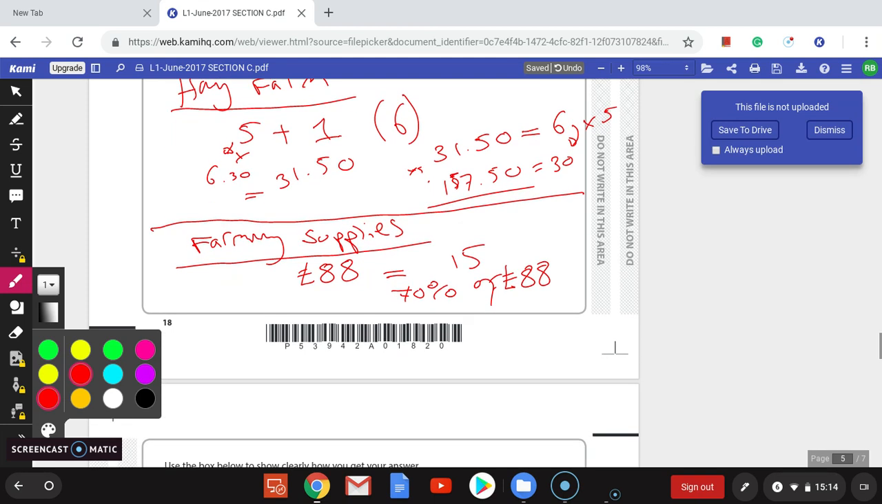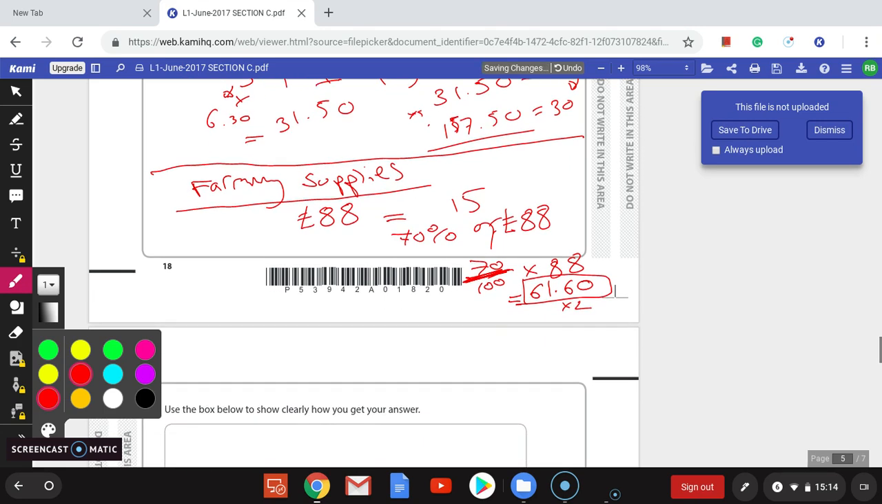Okay. The way I teach it is 70% is the same as 70 over 100. Of in maths always means multiplication. This line here means division. So you do 70 divided by 100 on your calculator, times it by 88, and you get £61.60. Now this is only for 15. So we need to times this by what? What do we need to times it by to get 30? We need to times it by 2.